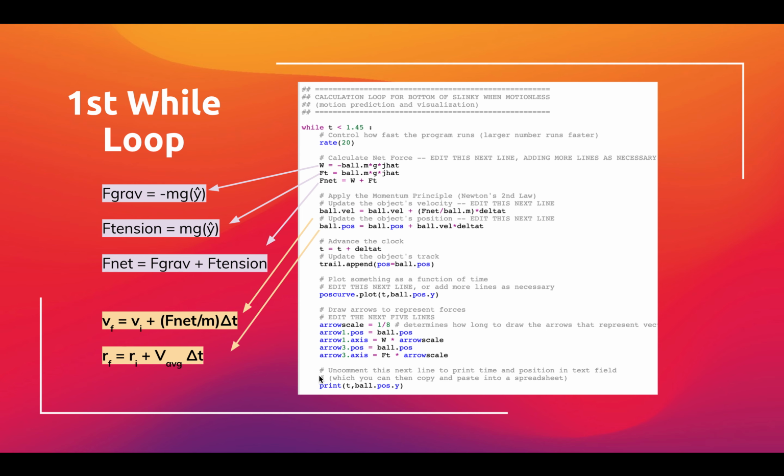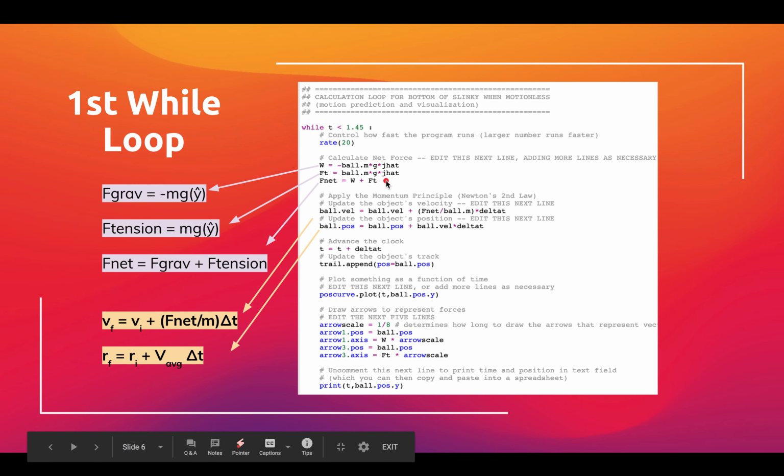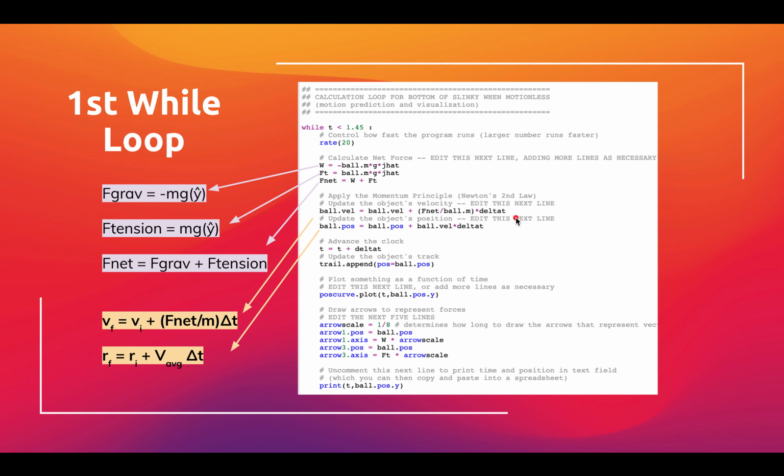The net force during this time is the sum of the force of gravity and the tension force, which is equal and opposite to the force of gravity. I then used Newton's second law to update the velocity and position of the object using the following formulas. The last thing I did was to make sure that my arrows corresponded to their respective forces. So arrow 1 represents the force of gravity and arrow 3 represents the tension force.